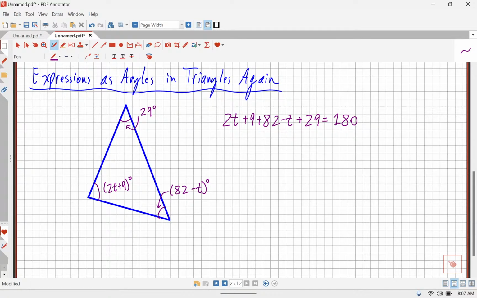Let's see here. Jackson, are there any like terms that I can put together in this expression that Finn has set up for me? I can. And that says 2t minus t. If I have 2t minus t, how many t's do I have? Just one t. And I can just write it as t. What else can I put together, Jackson?